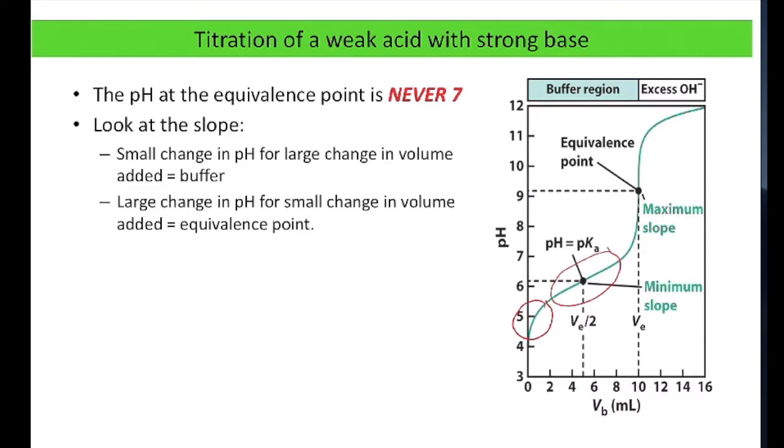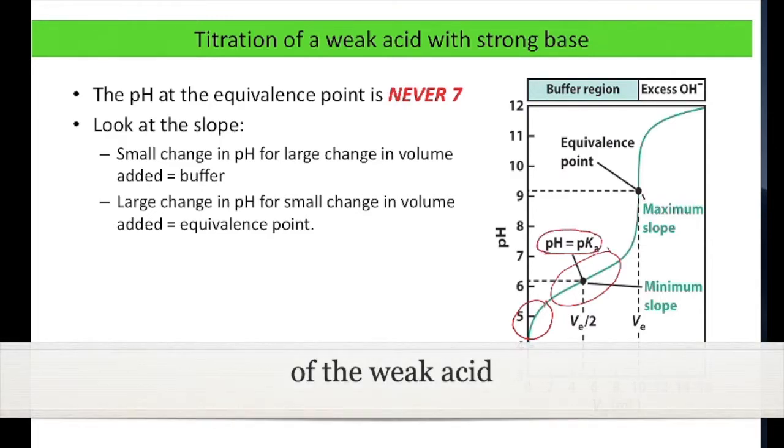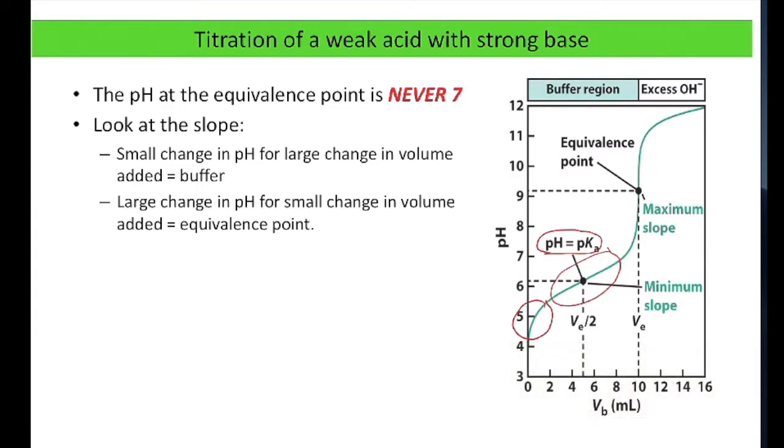Because we have a buffer, there's also an area on that curve in which the pH of the solution is going to equal the pKa of the buffer. If you remember from the previous section, we talked about what conditions are needed for the pH to equal the pKa. Remember, that was when the concentration of the weak acid is the same as the concentration of the weak base in solution. So this point right here is going to be the midpoint of the titration, halfway between the starting and the end point of the titration.